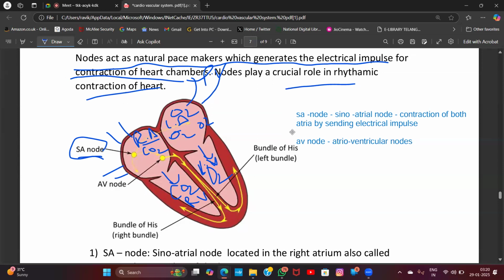There are valves present. Which valve is between the right atrium and right ventricle?